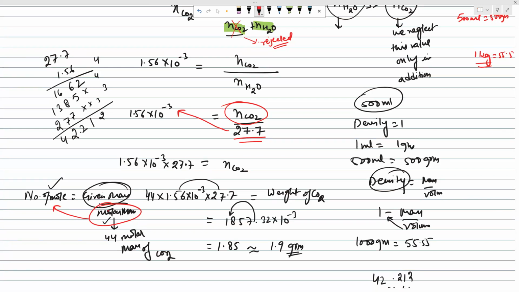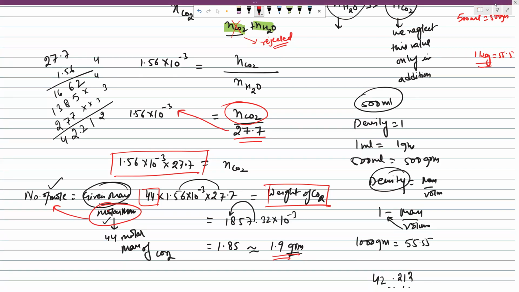You will get the mass. So number of moles we have found out here. This is the number of moles. We just need to multiply the 44, the molar mass of CO2, with this value. So when you multiply it, you will get the weight of CO2. The weight of CO2 is this one. When you multiply all, you will get this value. Understood? Okay. Try to solve one more question that I'm going to give you.